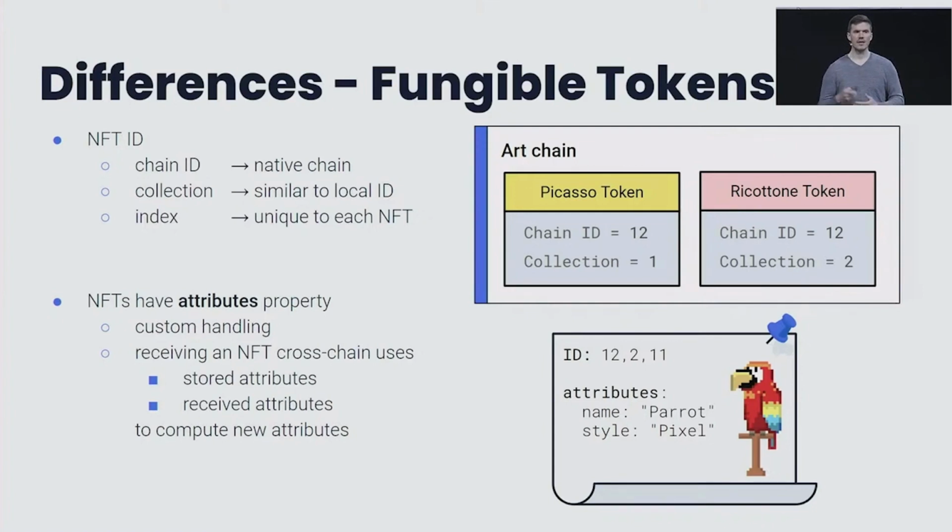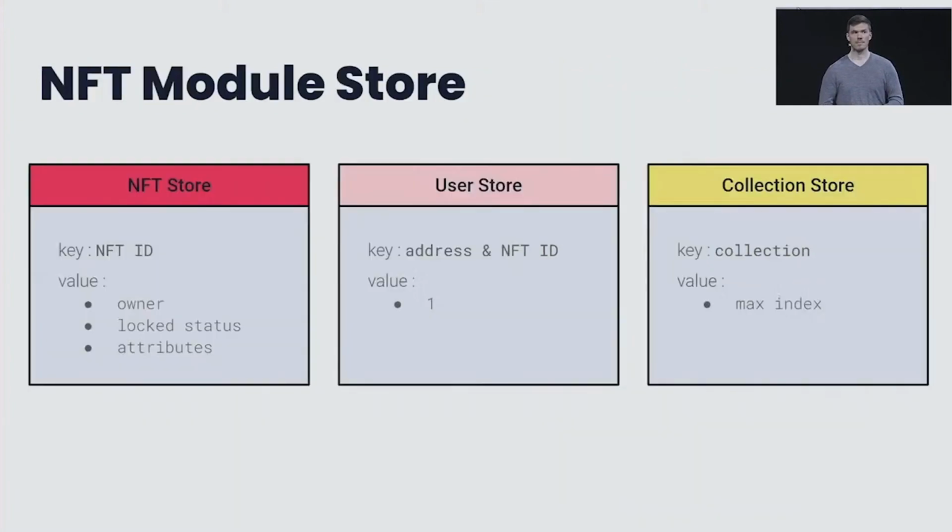All right, and let's see a small example of an NFT going in the network and how the attributes are maintained in that regard. Oh, sorry, no, first we're going to just have a look at the store for NFT. And it's very similar to the store for tokens. We have an NFT store where each NFT is stored with the owner, if it's locked or not, and its attributes. We have a user store, which is used to do a reverse lookup on NFTs. So if you want to have all the NFTs linked to a given address, you can use this store. And we have a collection store, which is similar to the supply store for fungible tokens, where we have the maximal index used by a given collection.